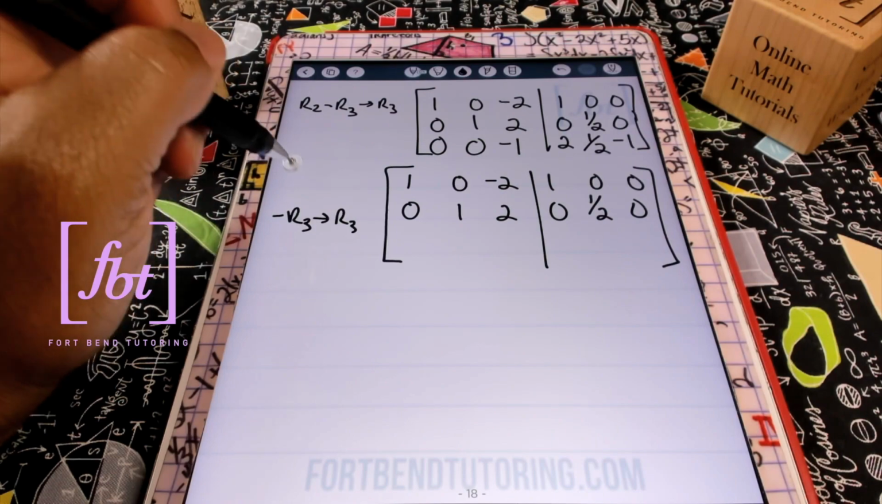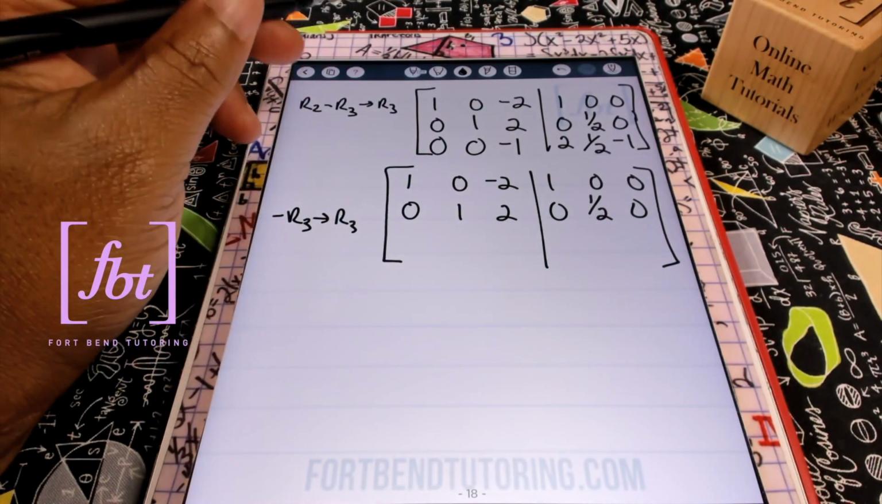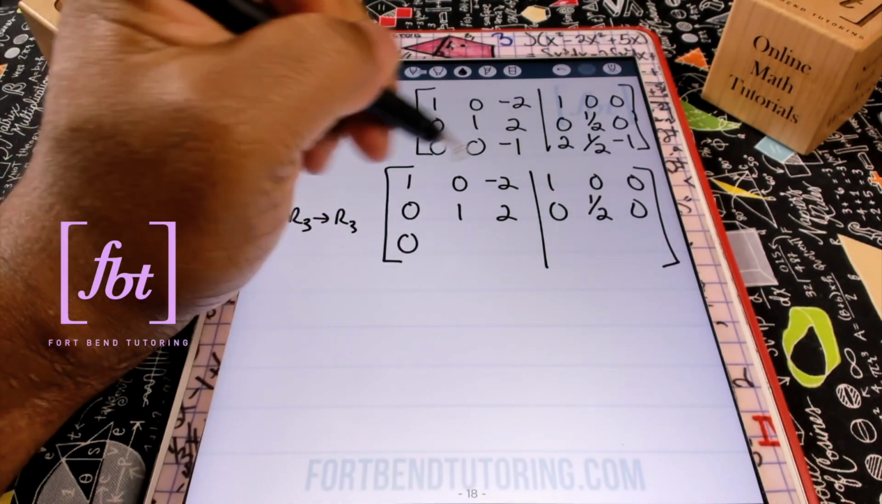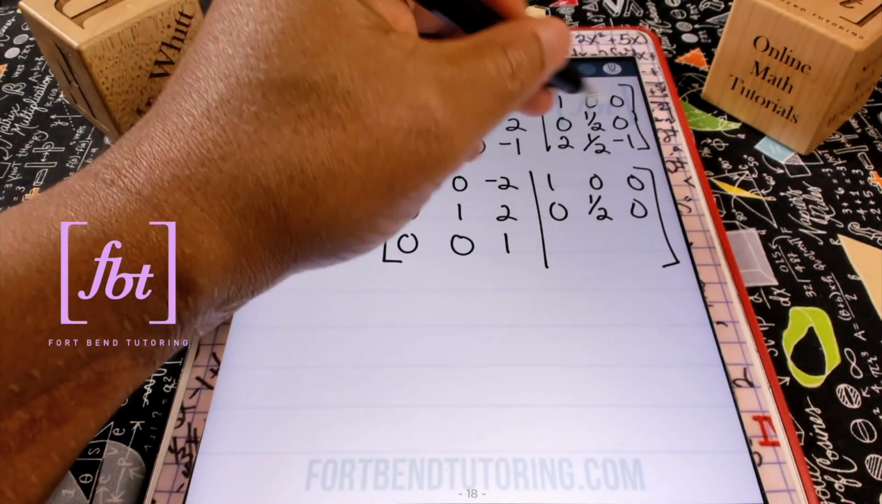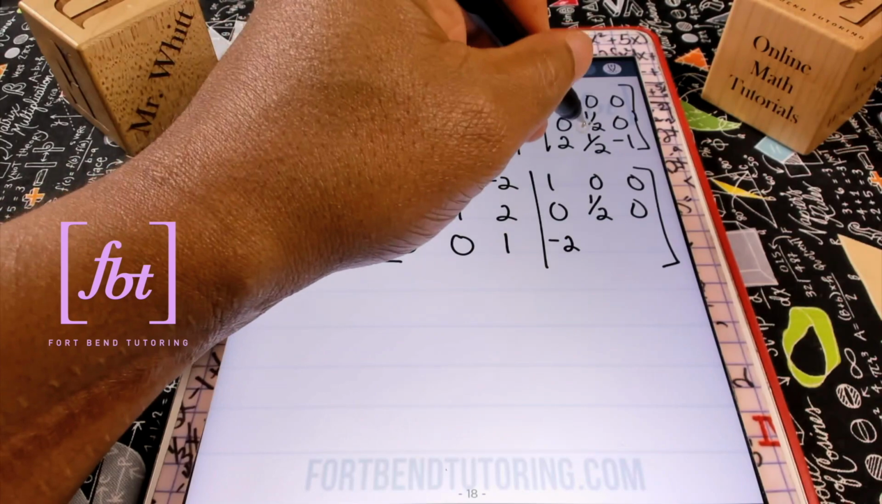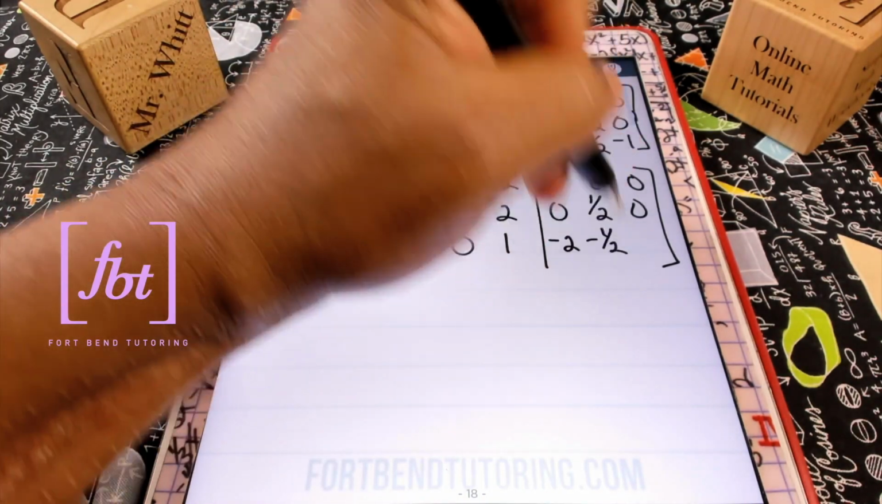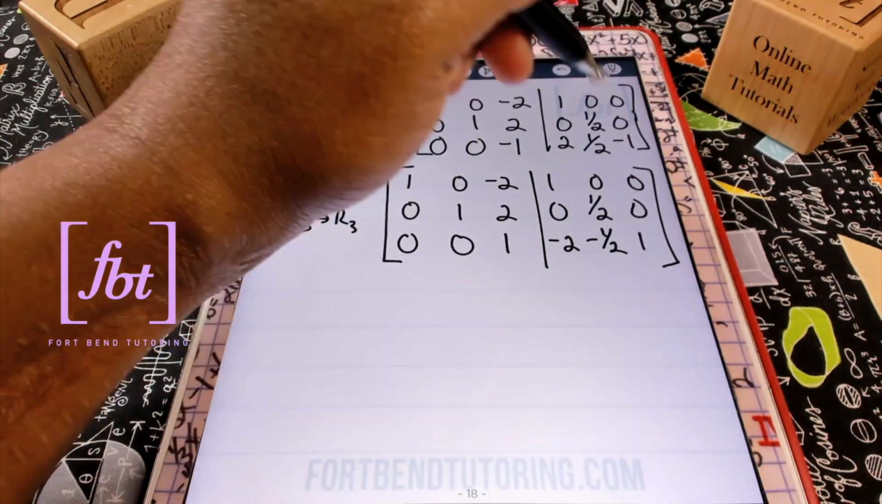And then we will change the signs of all the elements in the third row. So the opposite of 0 is 0, opposite of 0 is 0, opposite of negative 1 is 1, opposite of 2 is negative 2, opposite of 1/2 is negative 1/2, and the opposite of negative 1 is 1.